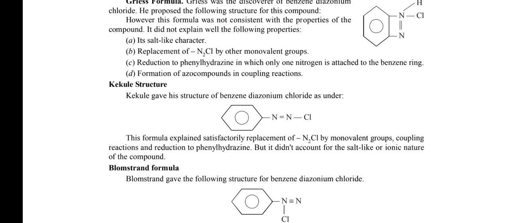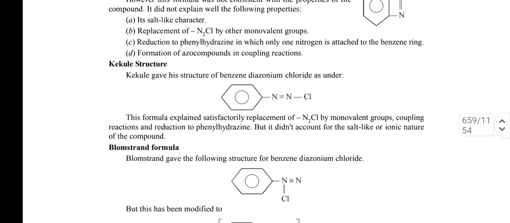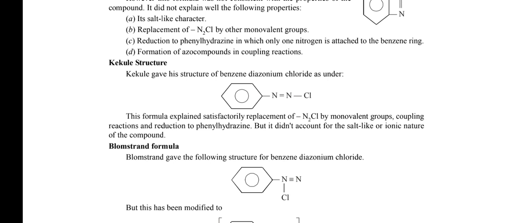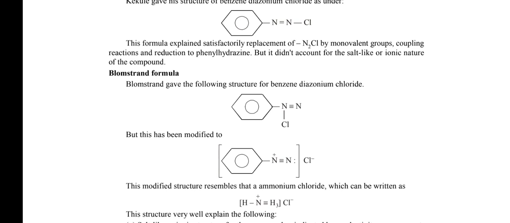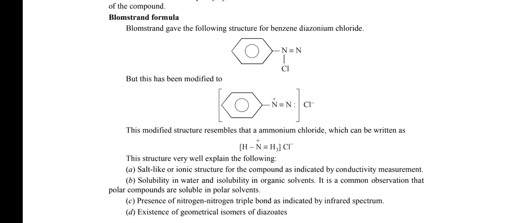Kekule structure. Kekule gave the structure of benzene diazonium chloride as shown. This formula explains satisfactorily replacement of N2Cl by monovalent group, coupling reactions and reduction to phenylhydrazine, but it did not account for the salt-like or ionic nature of the compound. Blomstrand formula. Blomstrand gave the following structure of benzene diazonium chloride, but this has been modified. This modified structure resembles ammonium chloride and can be written as this structure as well.